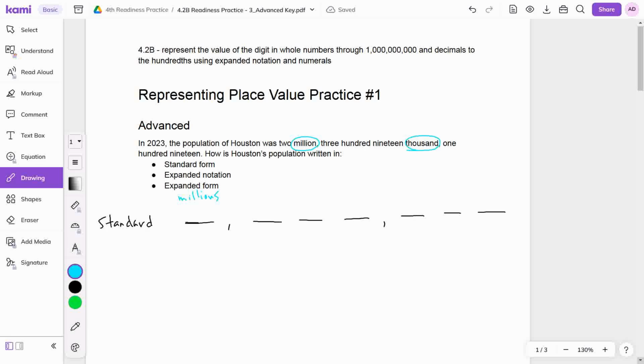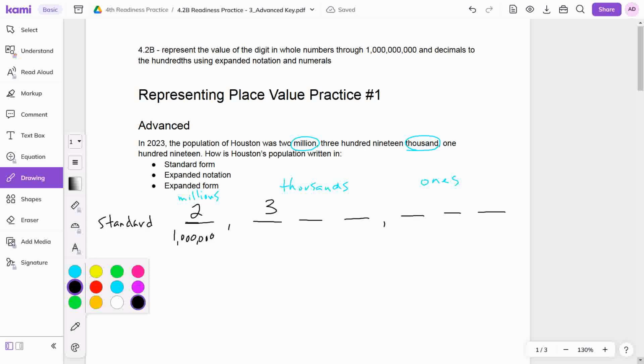319,000. So this is my thousands family. And then that last one is my ones period or my ones family, but we don't really say it. We don't say 119 ones. We just leave that blank. So 2 goes in the millions place. And so I'm going to write that value underneath. I'll need that when I use my expanded notation.